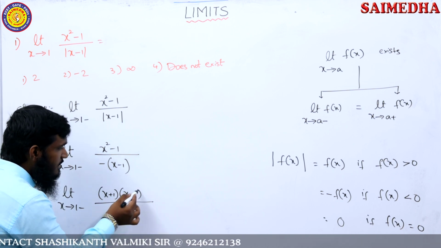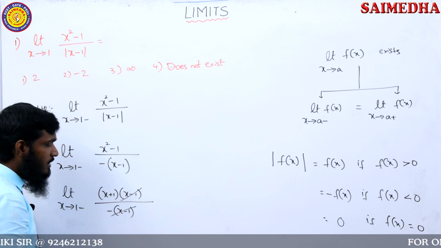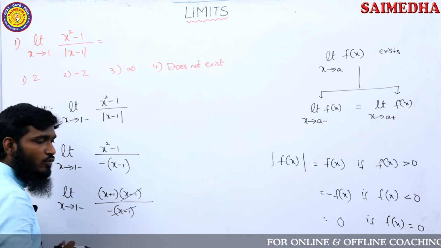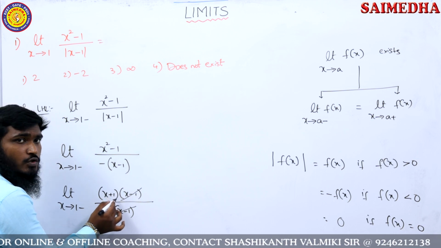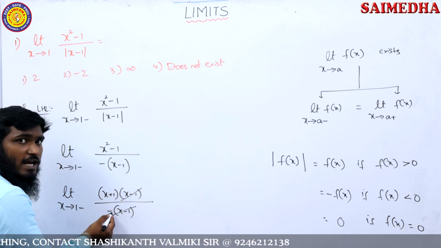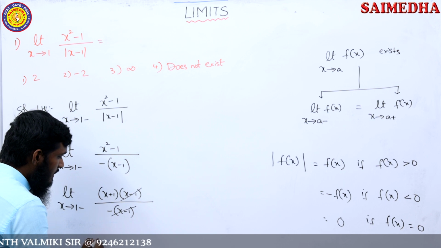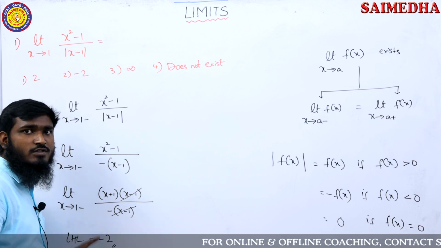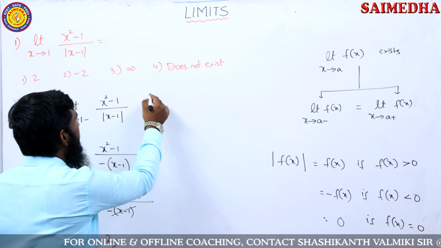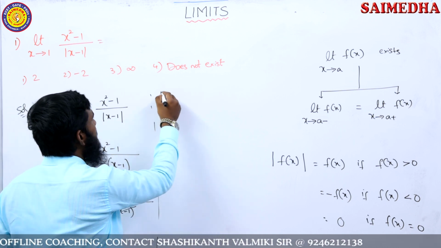So this x minus 1 gets cancelled. Now we have to substitute the x value, which is 1. So 1 plus 1 is equal to 2. In the denominator we have the minus sign, so we can write it as equals to minus 2. So LHL value is equal to minus 2. Now we have to calculate the RHL value. What is RHL now?